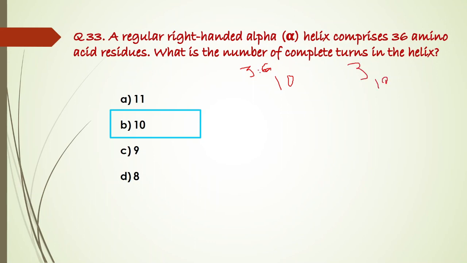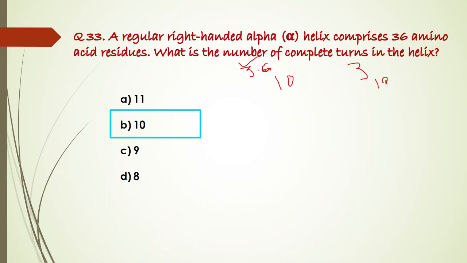Whichever number is at the top, it means residues per turn. In a regular alpha helix, 3.6 means there are 3.6 residues per turn, and the number at the lower region means how many turns there are. So there are 10 turns, and in each turn you have 3.6 amino acid residues. With 10 turns each having 3.6, overall the number of amino acids will be 36. 3.6 into 10. This is the basic name.